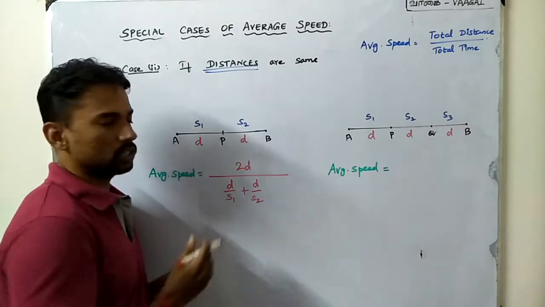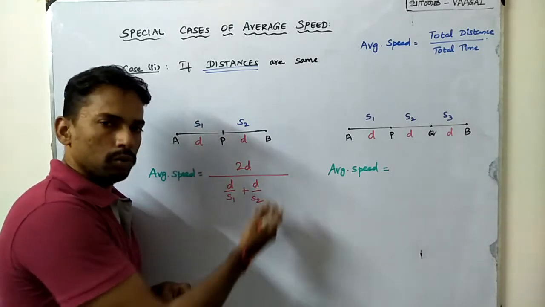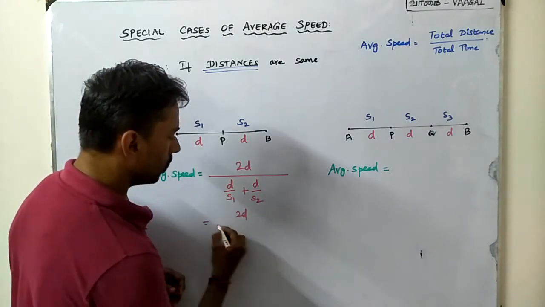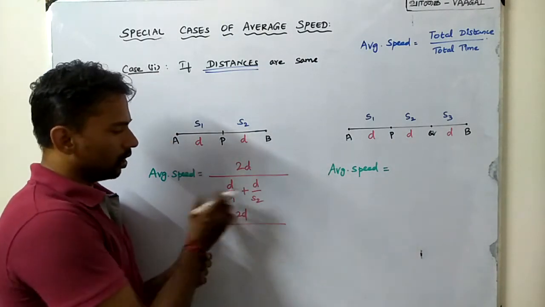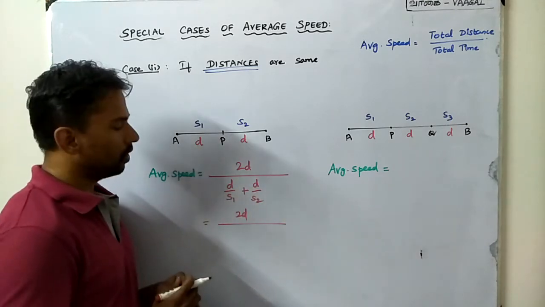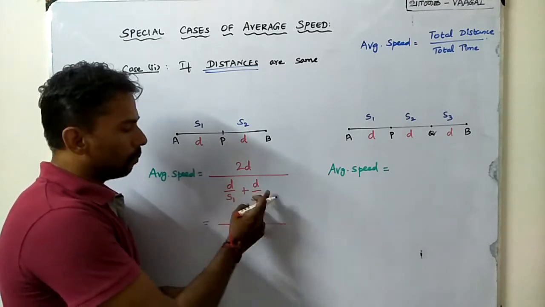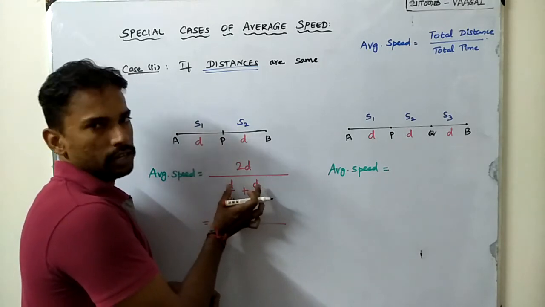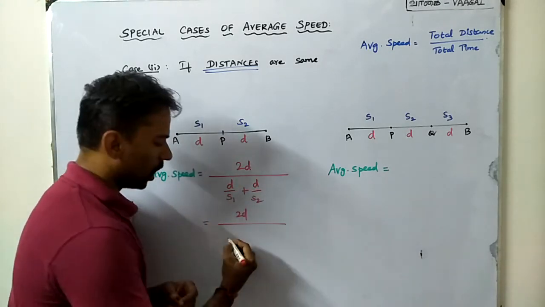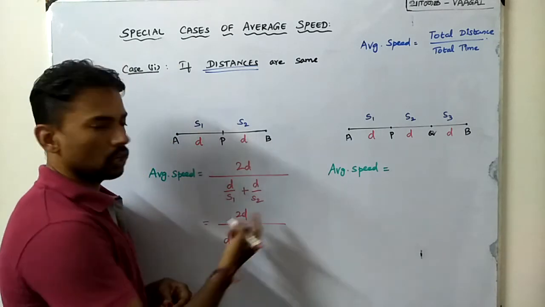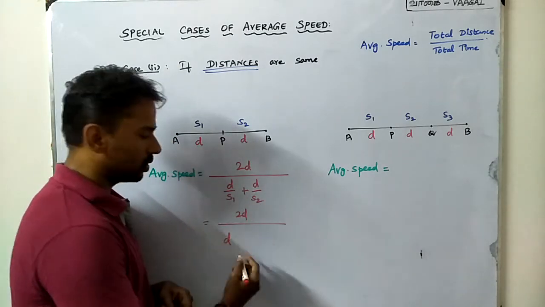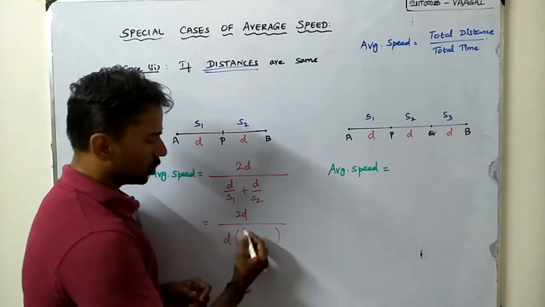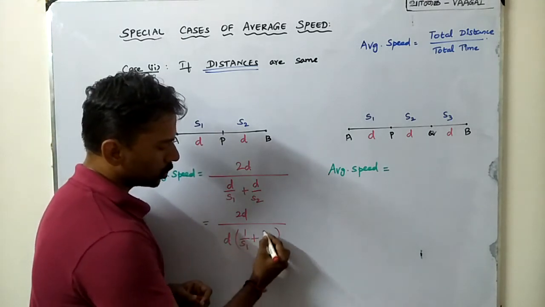So overall we got the average speed. Let us now try to simplify this expression. We have 2D divided by, now see the denominator closely. We have two fractions here, right? In both fractions the numerator is D. So I am going to take that D as a common factor outside. Inside, we will simply have 1 by S1 plus 1 by S2.